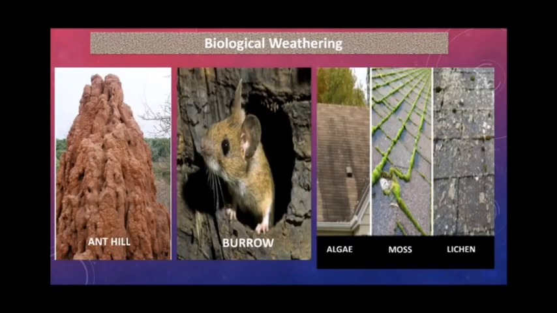Ants make large ant hills. Rats, mice, rabbits, and other worms and insects make burrows in the ground. These animals are called burrowing animals. So because of their activity, weathering of rock occurs. Besides these, algae, moss, lichen, other flora, etc. grow in the rocks. They also help in weathering.